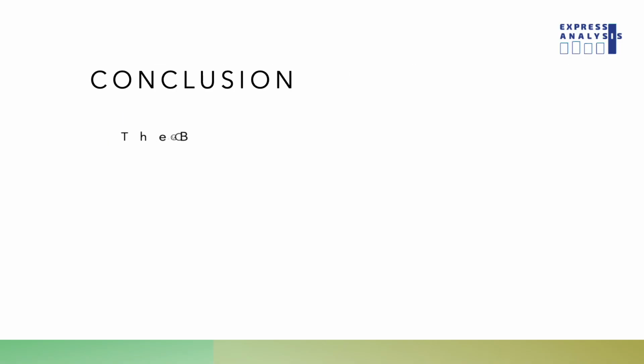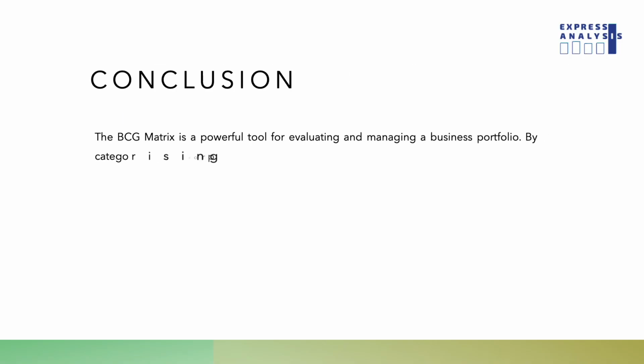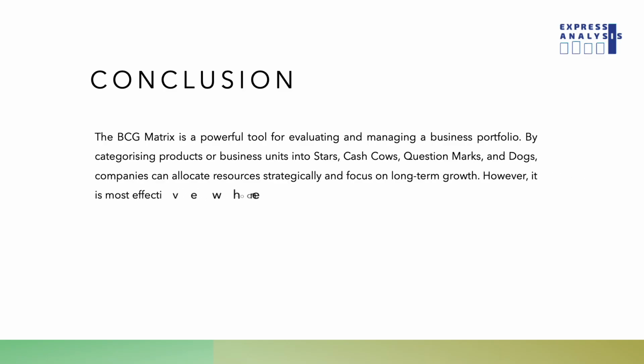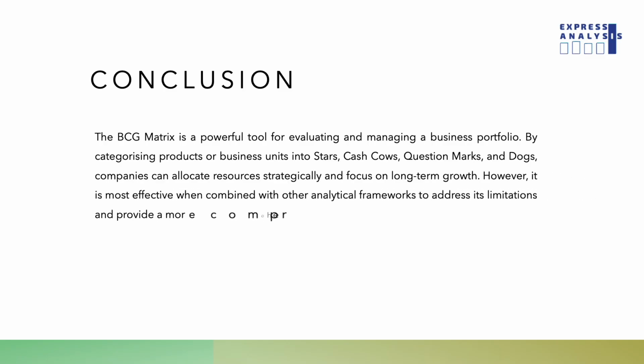The BCG matrix is a powerful tool for evaluating and managing a business portfolio. By categorizing products or business units into stars, cash cows, question marks, and dogs, companies can allocate resources strategically and focus on long-term growth. However, it is most effective when combined with other analytical frameworks to address its limitations and provide a more comprehensive strategic overview.